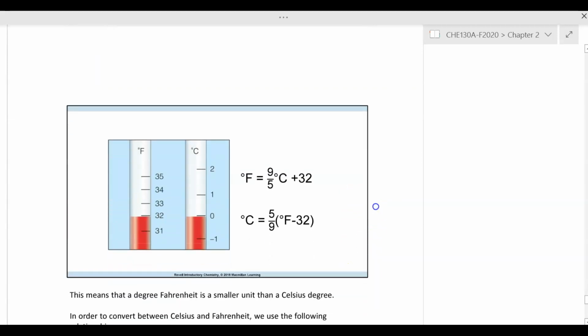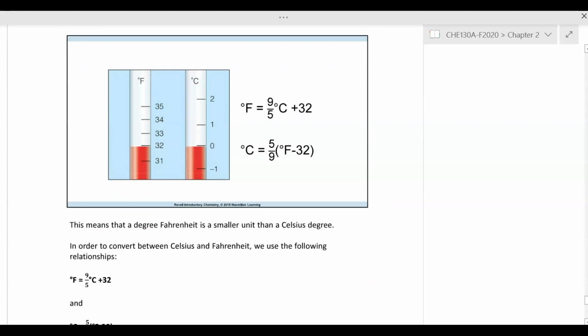So here is the conversion factor if we're going from Celsius to Fahrenheit, this is 180 over 100. If you work that fraction down, it's 9 to 5. This is to correct for the 0 point. The freezing point of water in Celsius is 0, and the freezing point of water in Fahrenheit is 32. So we have to add 32.